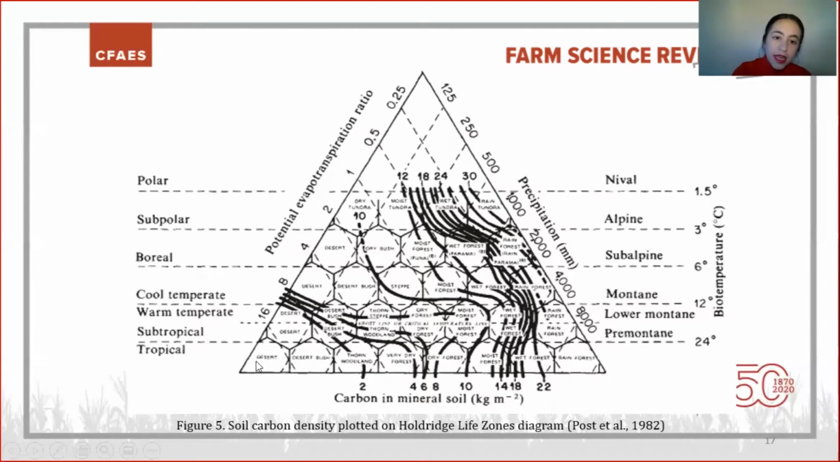And also here in the potential evapotranspiration ratio, closer to the bottom. So we see that here, where it's cooler, carbon tends to accumulate more than in hot areas. Now, this is because in cool and temperate climates, microbes function a little bit slower. So then that carbon doesn't get decomposed as fast as it does where it's warmer and humid. So that's why carbon tends to accumulate in these types of zones.